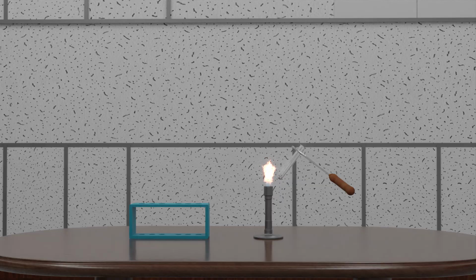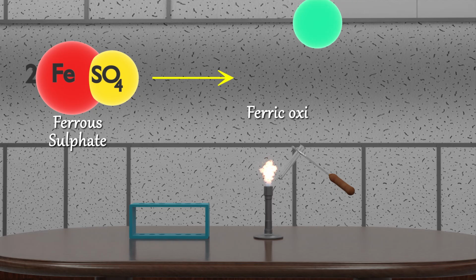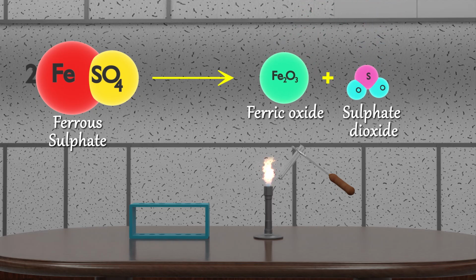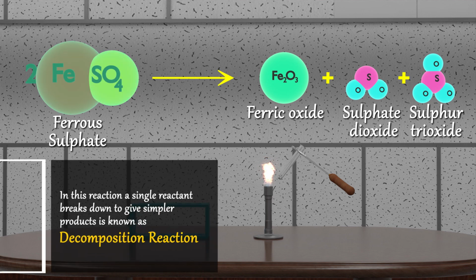So now if we see the reaction, when ferrous sulfate is heated, it gives us ferric oxide, sulfur dioxide and sulfur trioxide. Can we say in this reaction a single reactant breaks down to give simpler products?